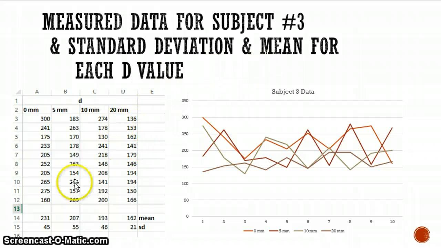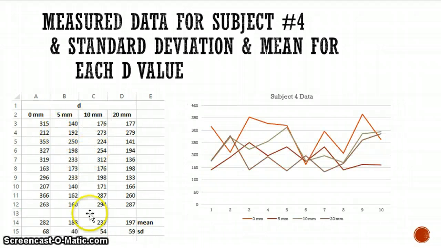For subject number 3, you can see that my data is on my left, and I plotted that same data on a graph on my right. For subject number 3, my D at 0 millimeters, my mean is 231, my standard deviation is 45. At 5 millimeters, my mean is 207, my standard deviation is 55. At 10 millimeters, my mean is 193, my standard deviation is 46. And at 20 millimeters, my mean is 162, and my standard deviation is 21.